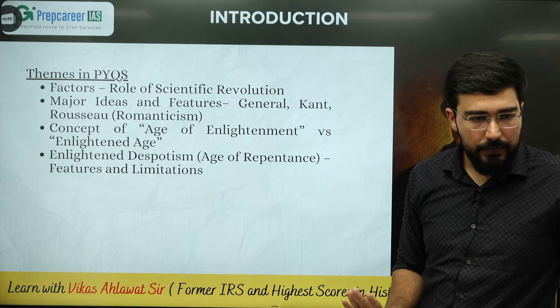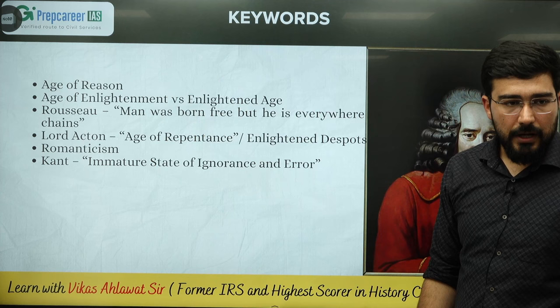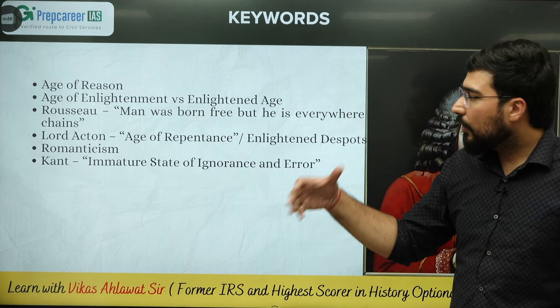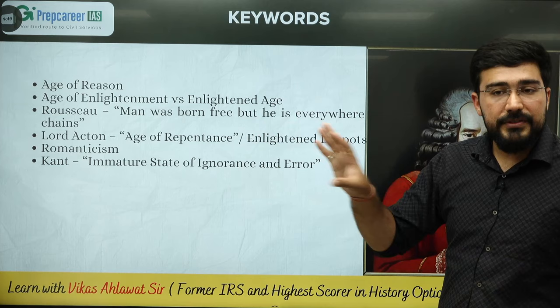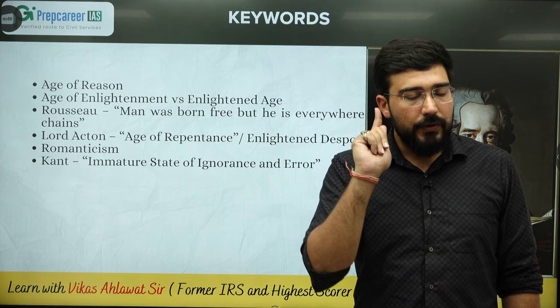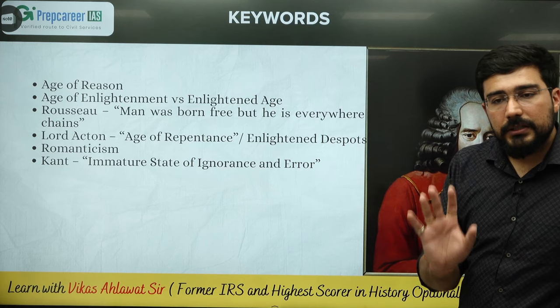So first I'll tell you the thing, then I'll tell you the keywords which you have to remember from exam point of view, like age of reason, man was born free but he is everywhere in chains, Lord Acton says age of repentance, Kant says immature state of ignorance and error. So these are the things which you will remember. I'm not saying these are rocket science, ye PYQ ke basis pe hi banaya gaya hai. But you have to make sure there will be only one question, and how you're going to fit in all this is the challenge, and that's why answer writing should also be reformed along with this.